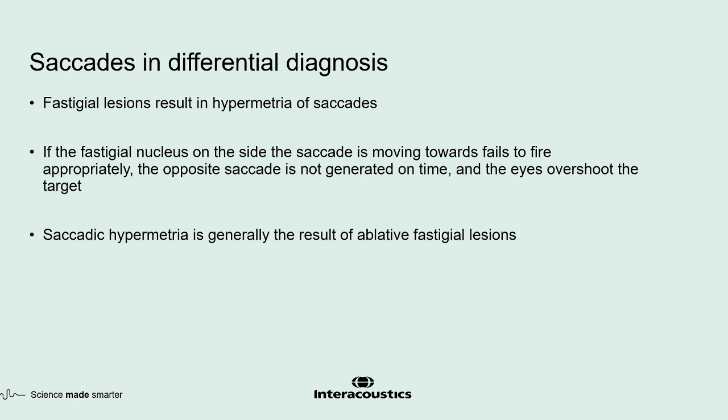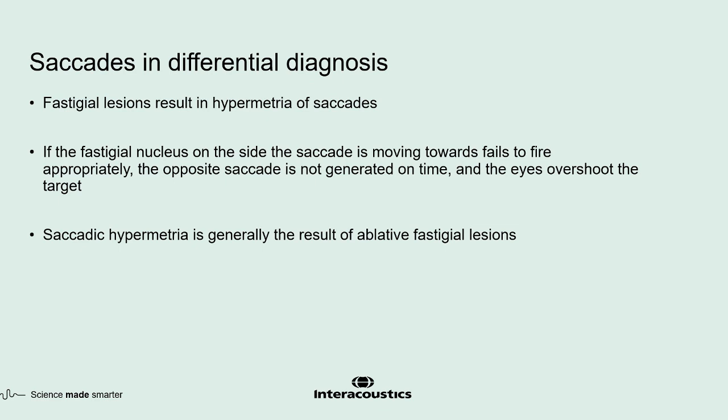It's going to fire to drive PPRF cells. So we've got the right one driving PPRF burst cells on the left, creating an opportunity for us to generate that equal and opposite saccade. So what does that mean? If you have a lesion in the fastigial cerebellum, you're going to have hypermetric saccades.